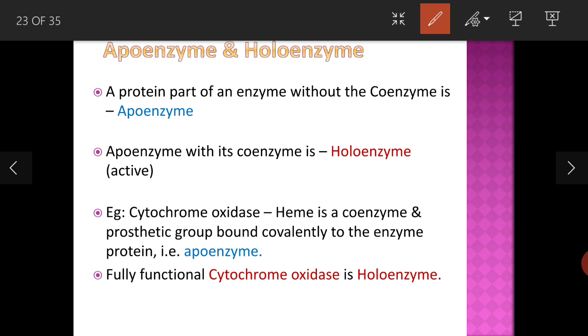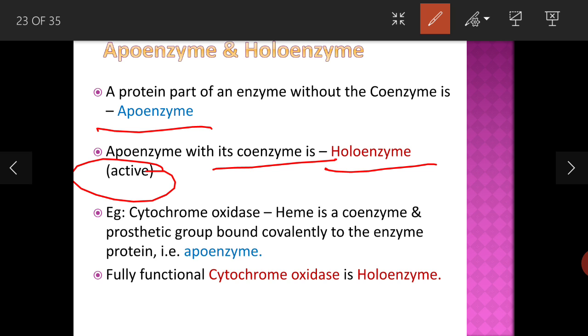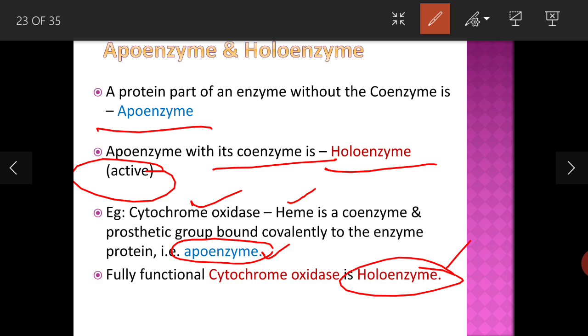Coming to apoenzyme and holoenzyme, we already discussed them in the previous slides. The apoenzyme is the protein part of an enzyme without the coenzyme, whereas the holoenzyme is the apoenzyme with its coenzyme, which becomes active. Example, cytochrome oxidase has its prosthetic group heme. When it is covalently bound, it is active and named a holoenzyme. So when the heme is bound to its enzyme protein, the apoenzyme, it becomes a holoenzyme.